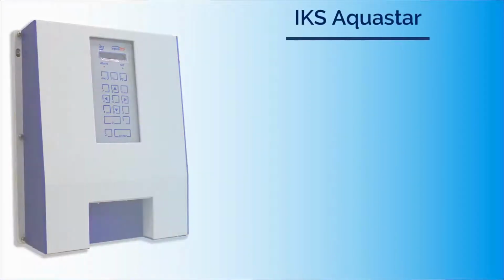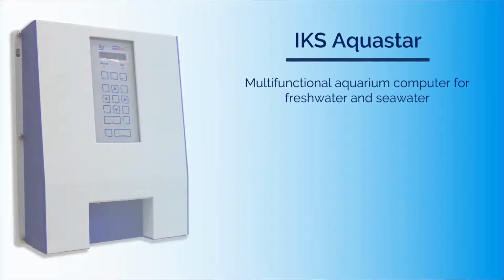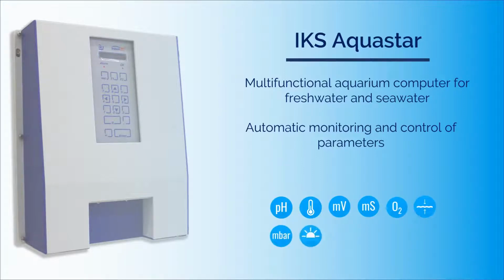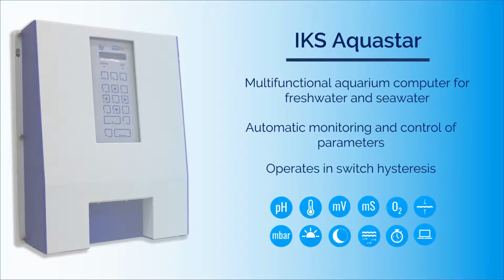The IKS Aquastar is a multifunctional aquarium computer that is capable of automatic monitoring and control of different water and lighting parameters, both for freshwater and seawater. It has an array of functions which includes the measurement and control of pH, temperature, redox, conductivity, oxygen, and water level. Also, it can measure air pressure, simulate day and night, different lunar phase, current, interval timing, and save data log into a computer. The IKS Aquastar operates under the principle of switch hysteresis.